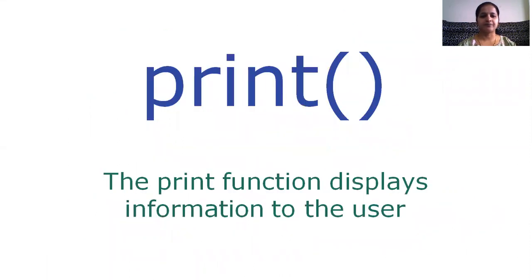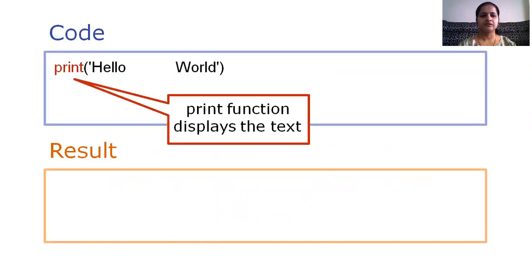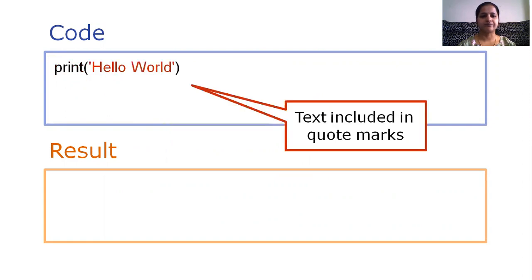So print. The print function displays information to the user. So here the print function is used to display the text, whatever is there in the braces, in the quotes. So hello world, that is the text included in the quotes, will be displayed as it is. So after print, whatever is there in the braces in quotes, that will be displayed as it is.